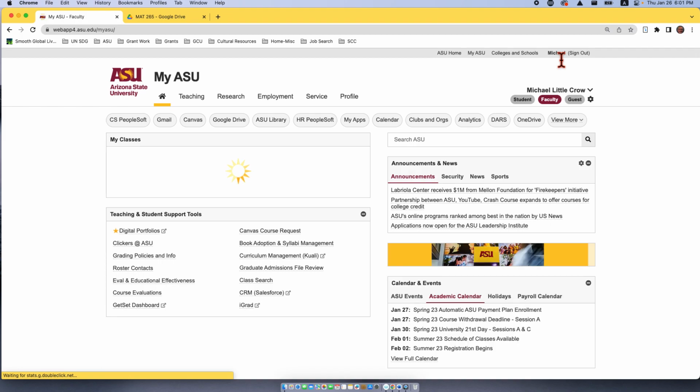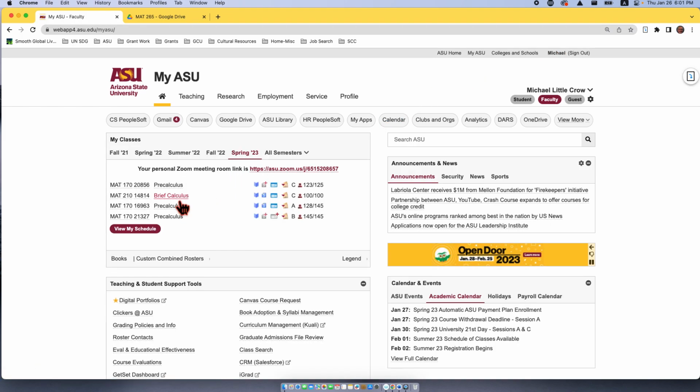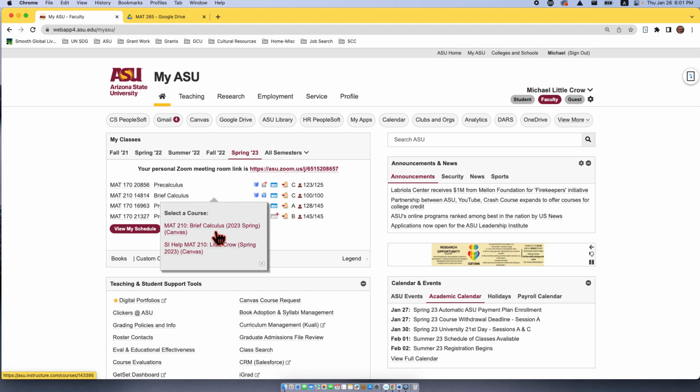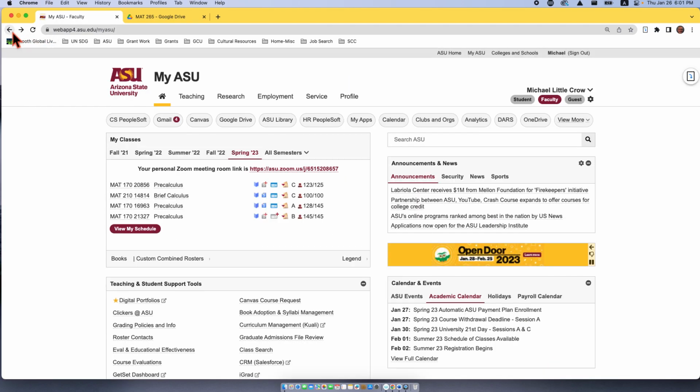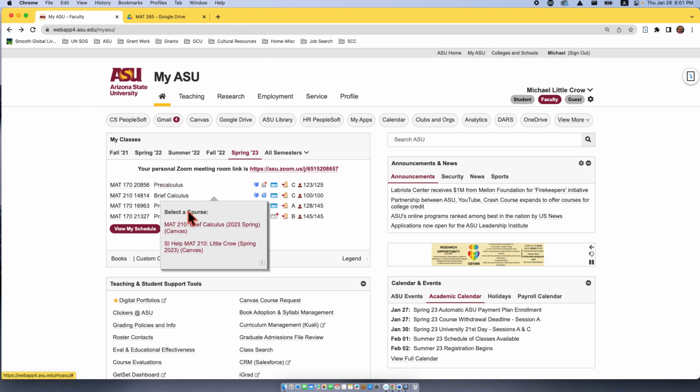Just remember, when you come into Canvas from My ASU, you always get these two choices. This is our class that we do. This is the SI help. So click on that. Oh, it's denied. Maybe I'm not a student, probably. So it won't let me in, but it should let you in. And then you can get the assistance that you need.